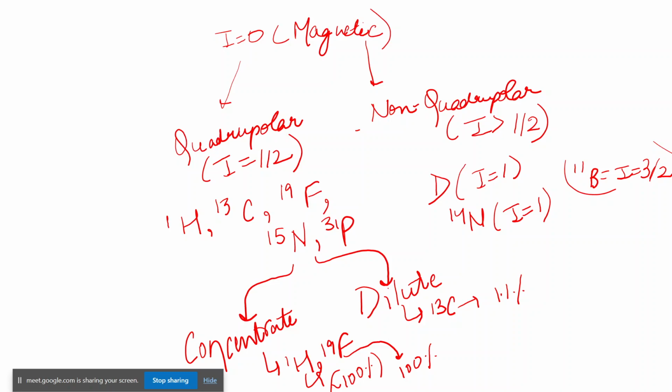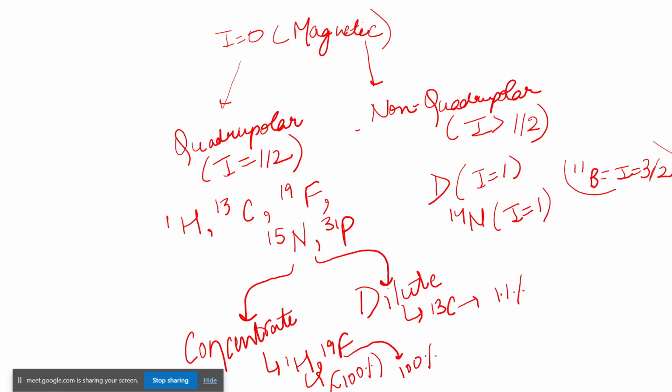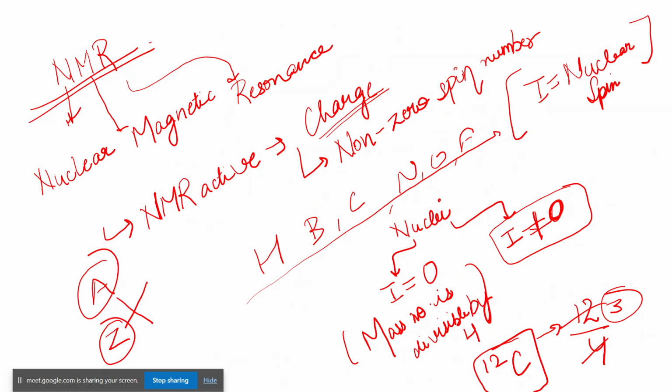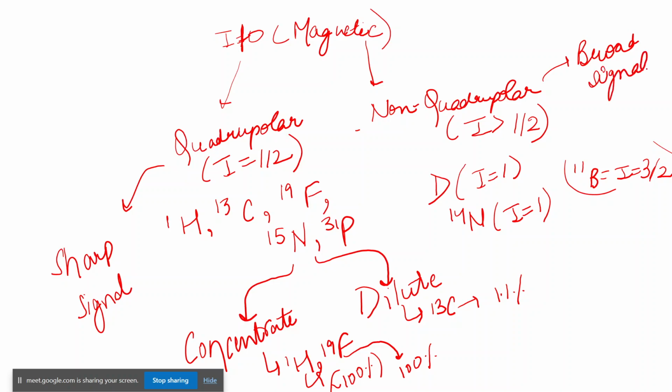Now you know the magnetic nuclei have I non-zero and non-magnetic nuclei have I zero. Further, the magnetic nuclei can be quadrupolar or non-quadrupolar. In non-quadrupolar nuclei you get a sharp signal, while in quadrupolar you get a broad signal. Secondly, in non-quadrupolar nuclei your spin number is half, while in quadrupolar nuclei it is greater than half.